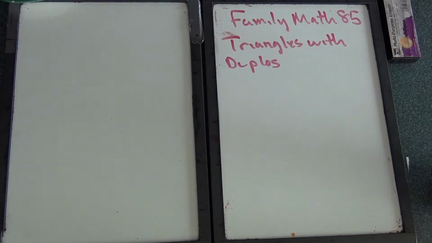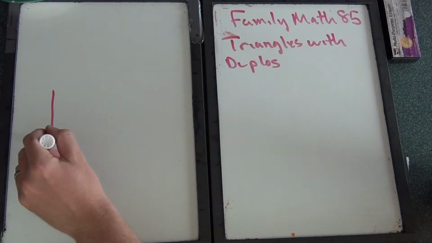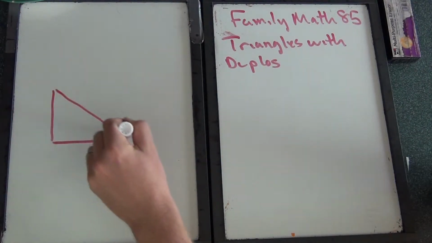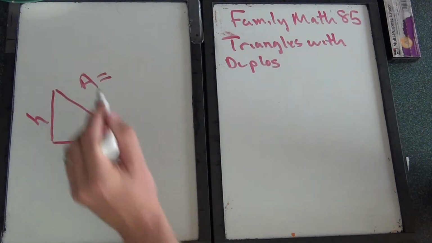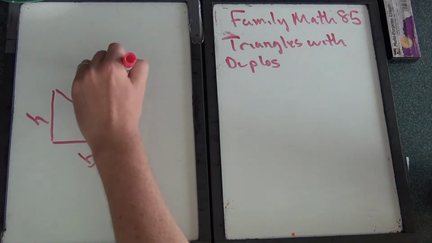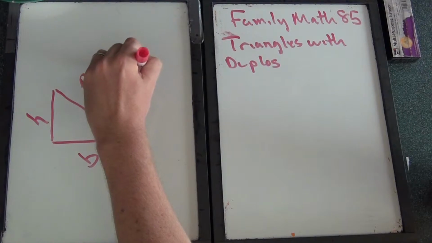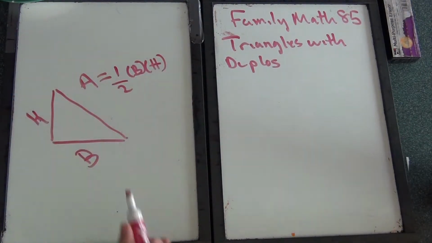Alright, so we have talked just a little tiny bit about right triangles. If this is the base and this is the height, what is the area of this triangle? Do you know? It's 1/2 base times height. Have you ever heard that before? No? Okay, so it's a new one: 1/2 base times height. Base, capital B, height, capital H.